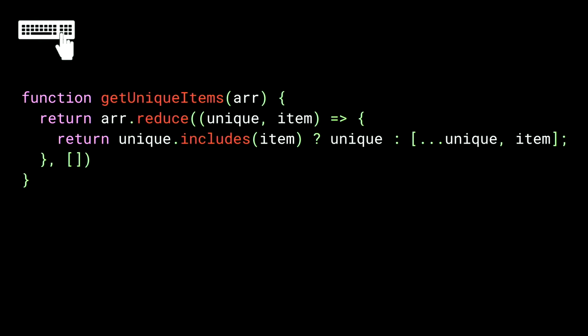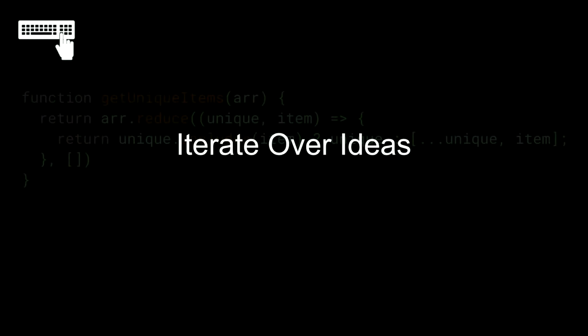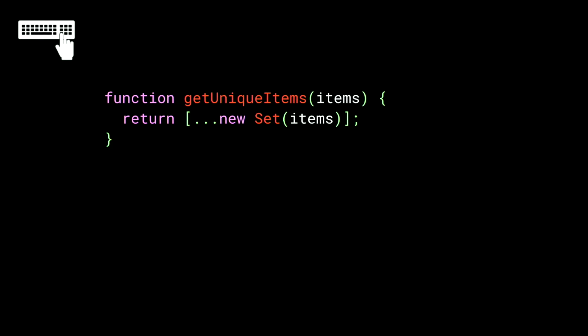But even this isn't as simple as it can get. You can keep iterating over ideas till you get one you like. So in JavaScript, you can get this down to a single line using the set operator and then these 3 weird dots, which we'll get into in just a second.